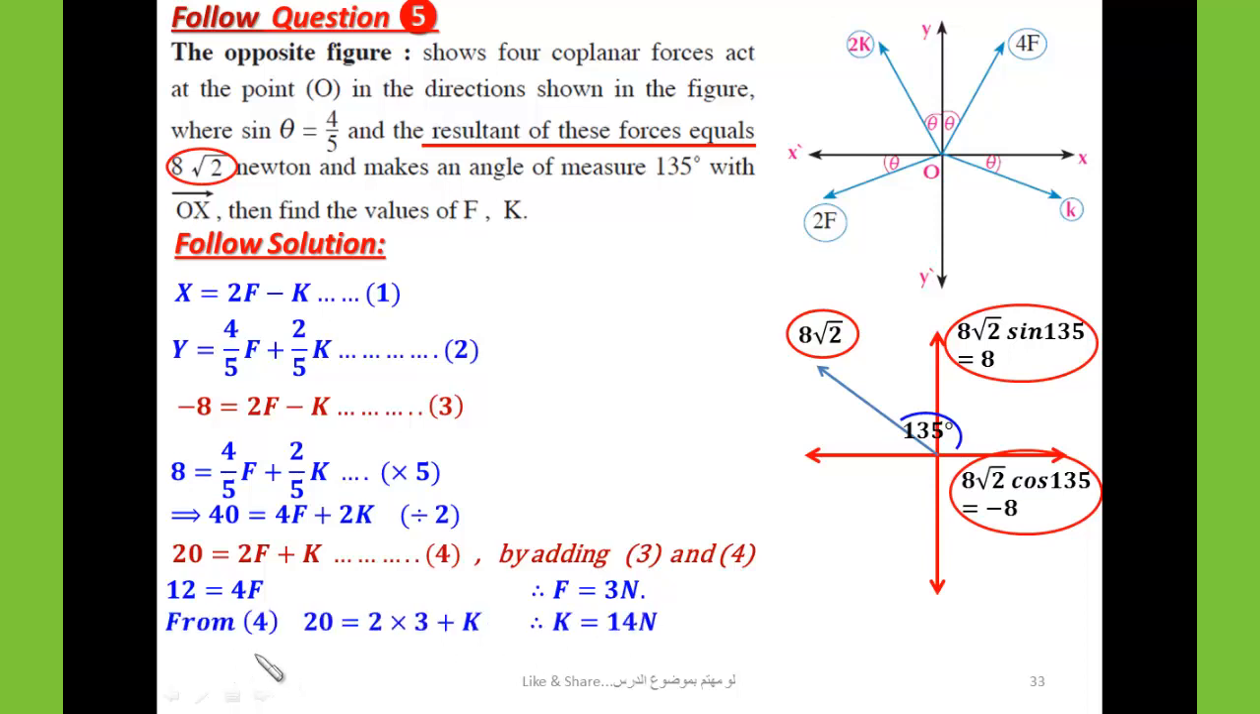And from 4, by substituting f equals 3 here, we have 20 equals 2 multiply 3 plus k. 2 multiply 3 equals 6. So k equals 20 minus 6, which equals 14 newtons.